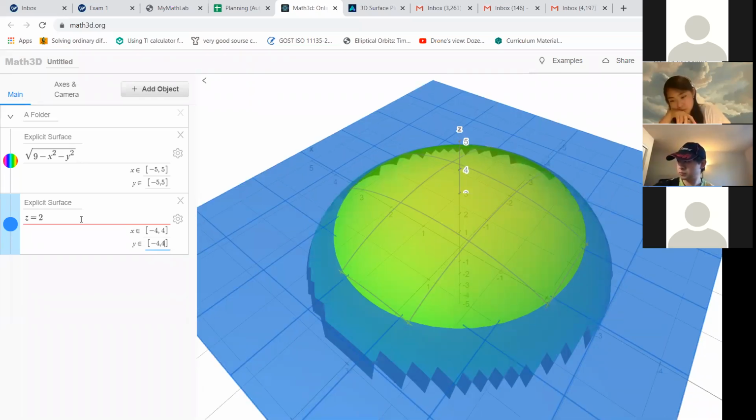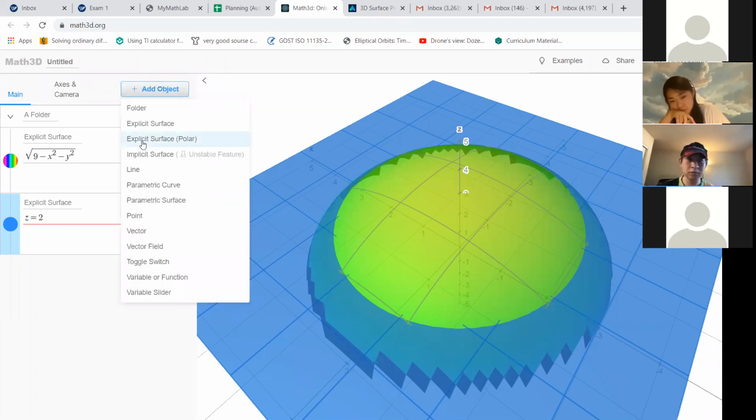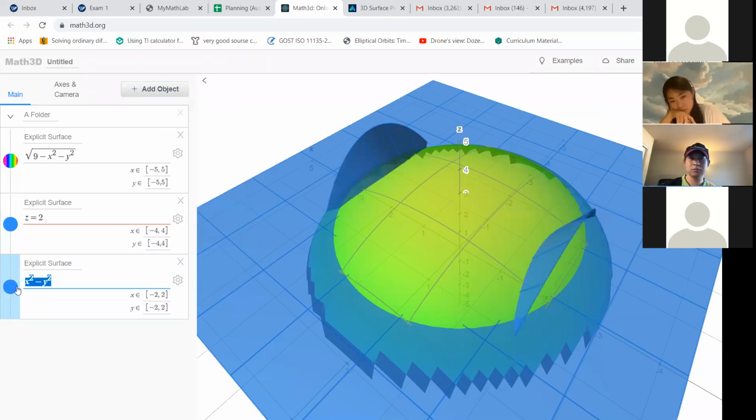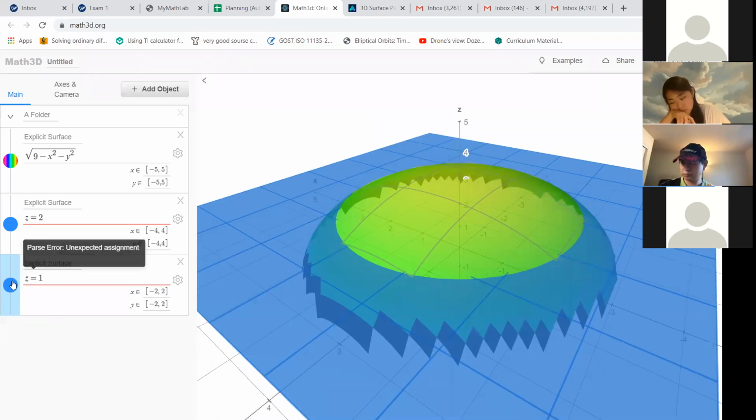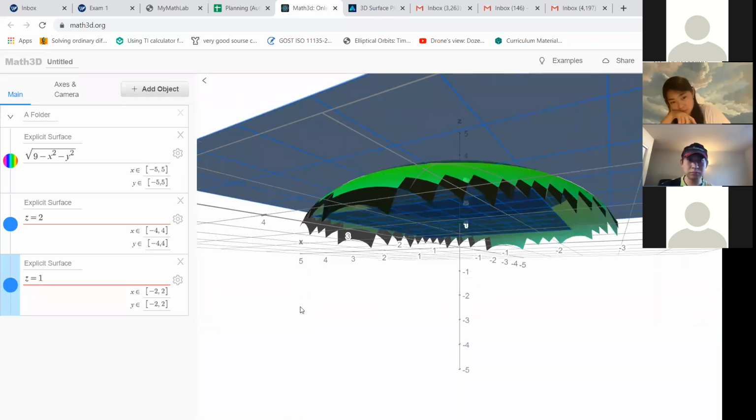You can continue this process. You can add another object, explicit surface, z equals 1. You can use a different color, hopefully. No, it doesn't let us do that.